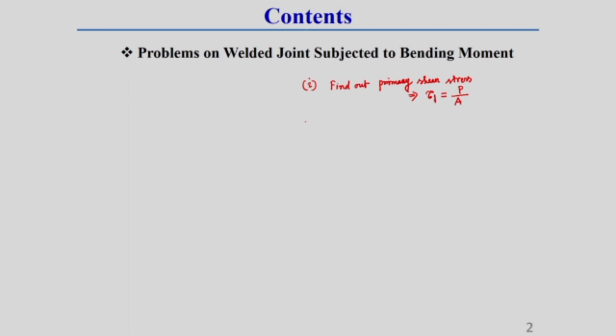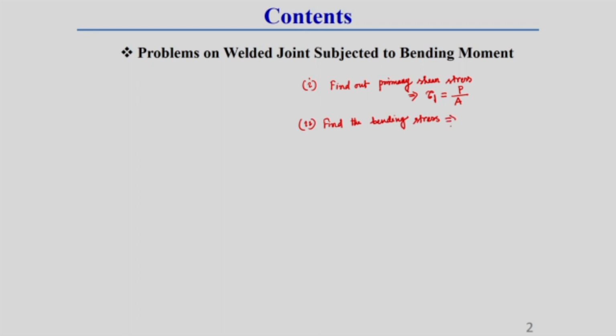The second step was to find the bending stress, because here this welded joint is subjected to some bending moment. That is why the stress developed in the welded joint due to bending moment is called bending stress. This bending stress is a type of normal stress, that means it acts perpendicular to the throat cross sectional area, which I explained in the previous lecture itself. So, the second step is to find out the bending stress.